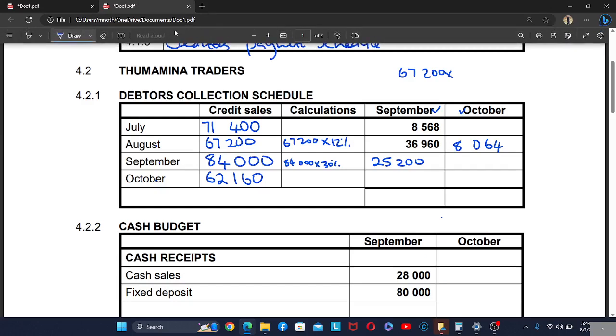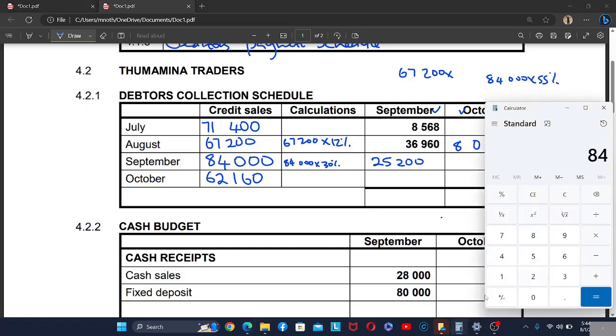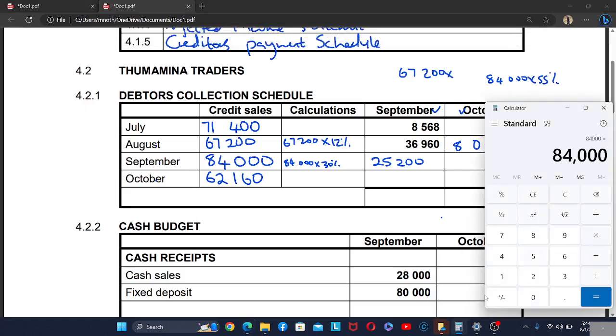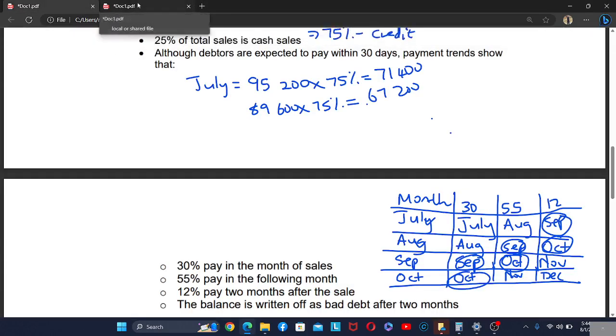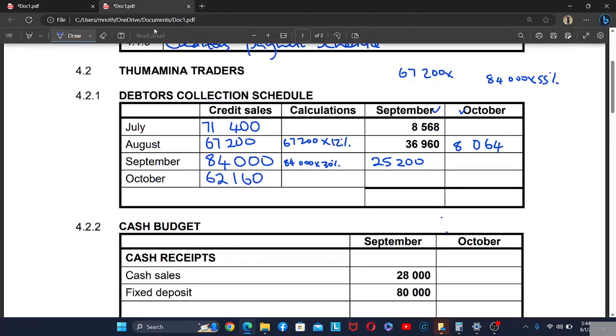So 84,000 multiplied by 55%. That is going to be 46,200.